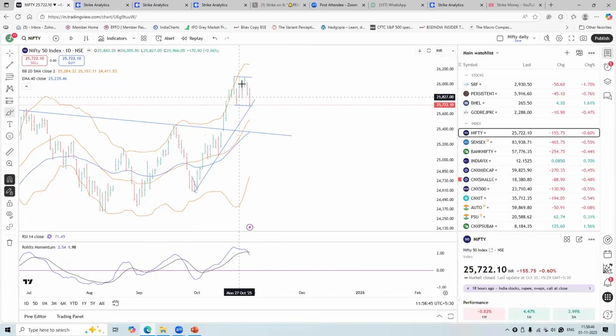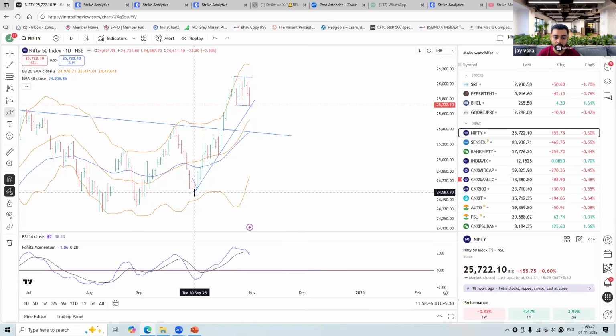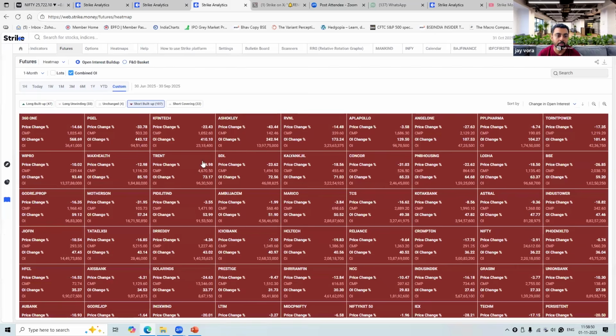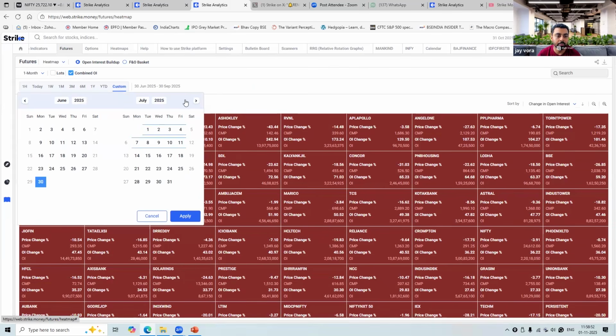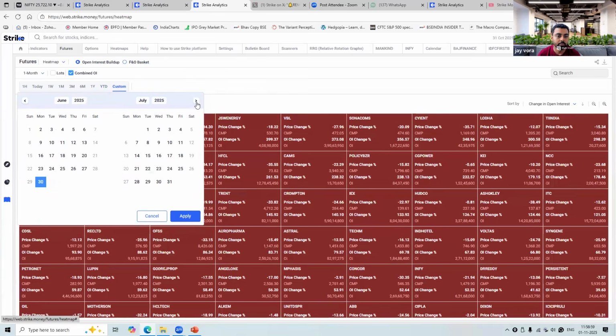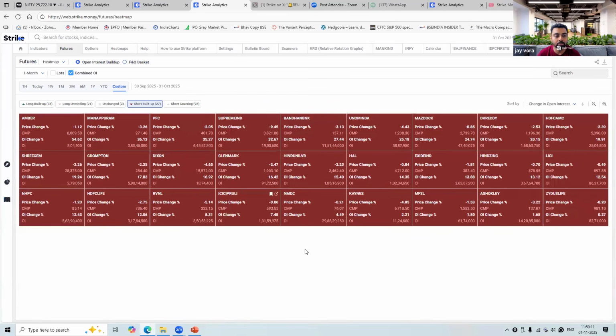Now in this phase, the market has gone up from 30th September, which was the lowest point. So from there till date, what is the OI telling? And where is it that the stocks are seeing a lot of short build up?